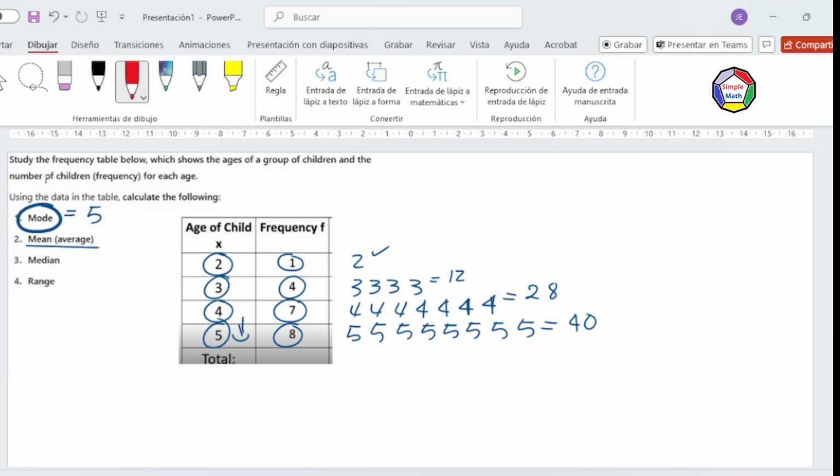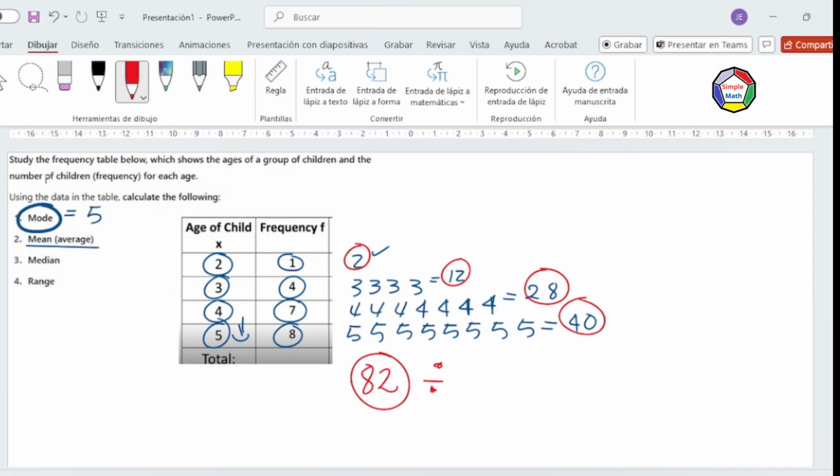Guys, now we add the number 2 with the number 12, with the number 28, with the number 40. How much is 2 plus 12 plus 28 plus 40? It is equal to 82. So if we add, we get 82. So I have to divide 82 by the amount of numbers that we have here.